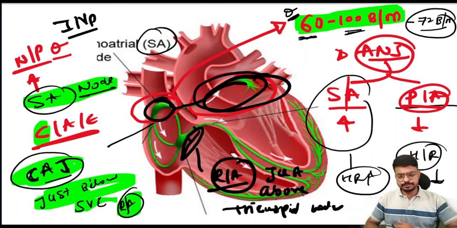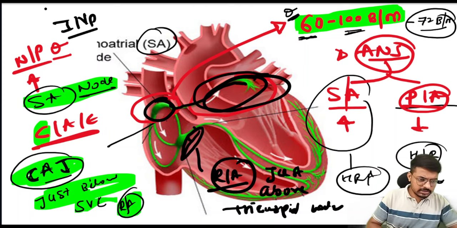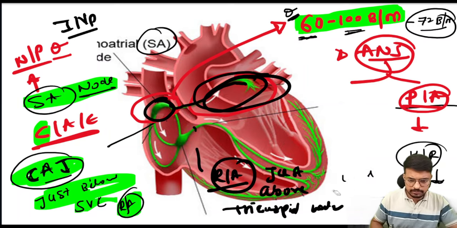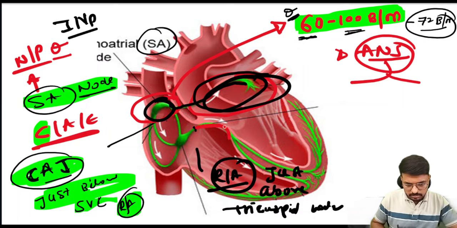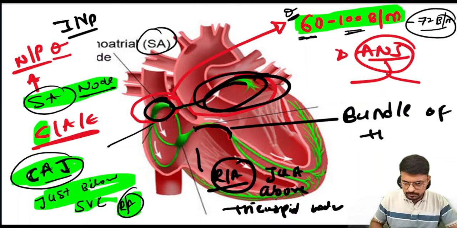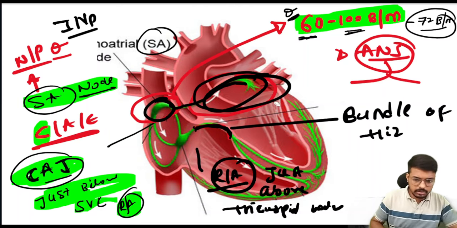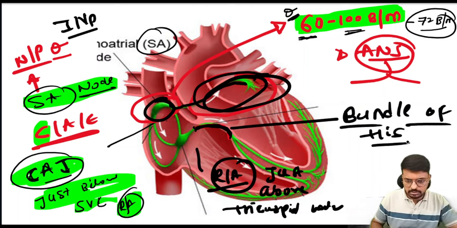So the next point is the impulse next transmits from our AV node to the bundle of His. So this particular point we have to call as the bundle of His. So let me make this one clear, then I will teach you, right? So this particular, okay, let me highlight with another pen. Okay, this particular part, this is what you call as the bundle of His. Bundle of His. So it's very important, right?